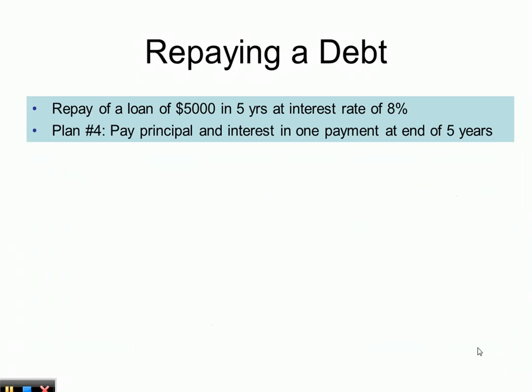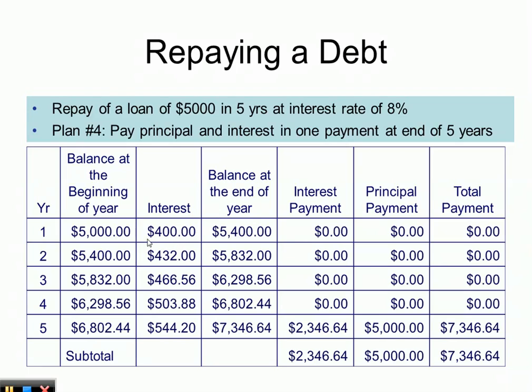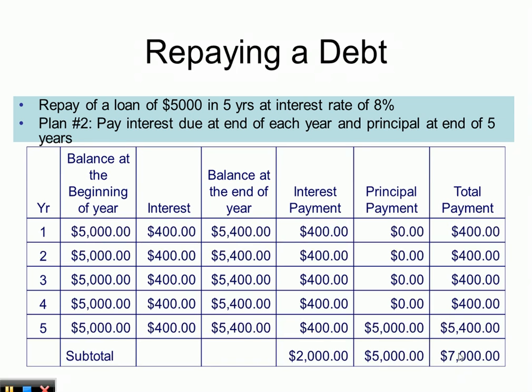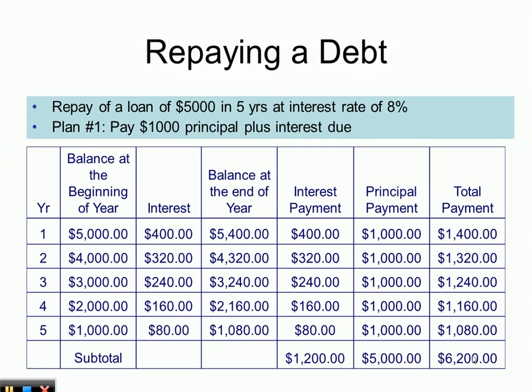And there is a fourth plan. We can pay principal and interest in one payment at the end of 5 years. So notice here we just let the interest grow and did not pay any interest or any principal until the end of the 5 years. And so that actually gives us a larger total payment. We can compare. This is over 7,300, while the previous ones are a little over 6,200. This is 7,000. And the first plan is exactly 6,200. So the very first plan is the best out of all of them in terms of the total payment.